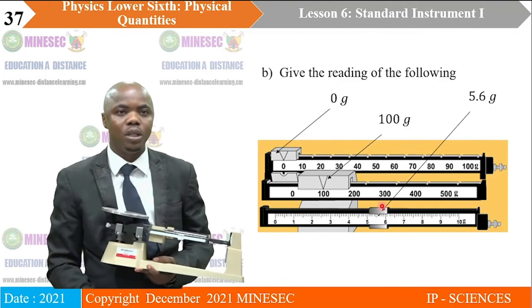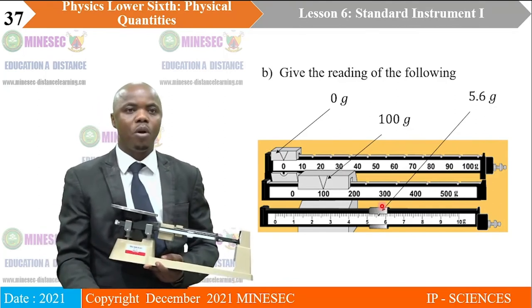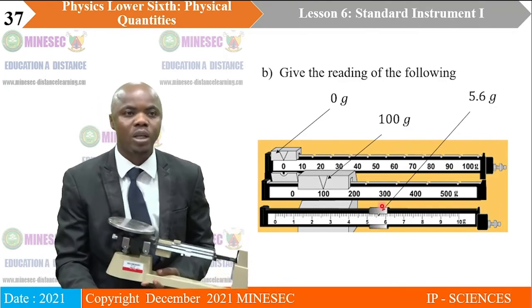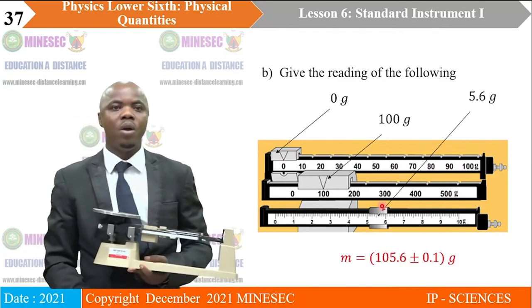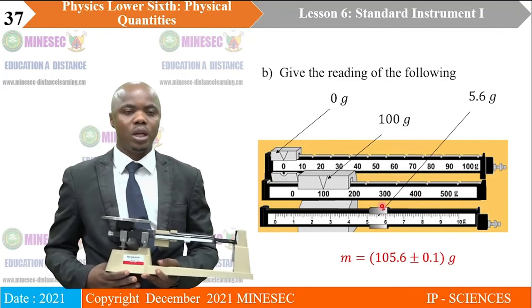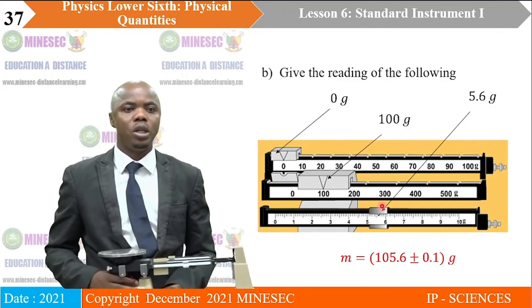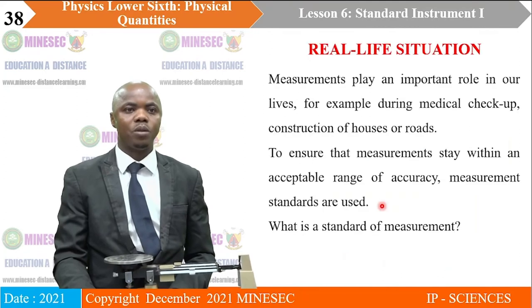What is now the reading? I add all. It will be 0 plus 10, plus 100, plus 5.6 grams. And my total will be 105.6, plus or minus 0.1 grams.